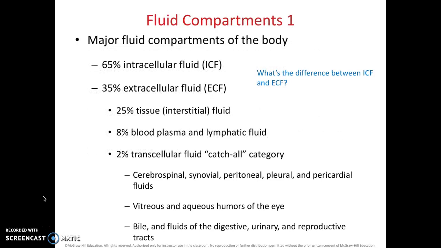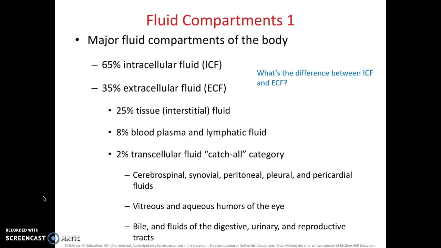And these are all contained within major fluid compartments in the body. So most of it goes to intracellular fluid, which is the fluid within the cell, which would be something like cytosol, with about 35% of it being extracellular fluid, which means that it's outside of the cell. Most of that is the tissue or interstitial fluid, which is just the fluid that floats around in the tissue right outside the cells. And then we also have blood plasma and lymphatic fluid, and then transcellular fluid, which would just be anything else.